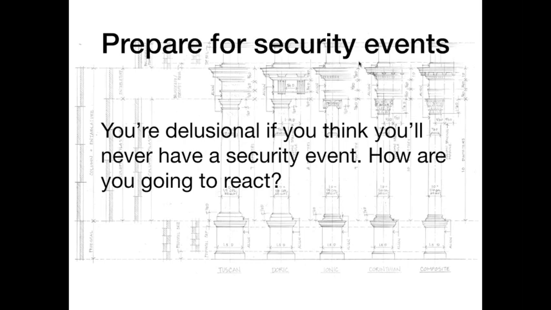This is an important one, and when I talk to people at conferences, they don't really have a plan for it. So if we go on the basis that there is no such thing as a trusted network, then the corollary to that is that you will have a security event. You're crazy if you think otherwise. So do you have a plan for when you are attacked and attacked successfully? How are you going to react?